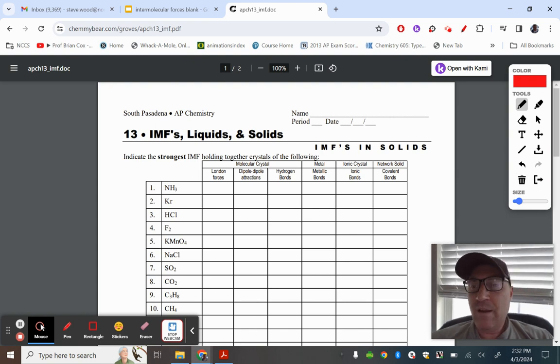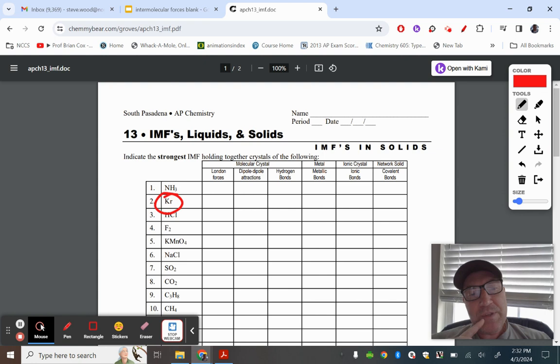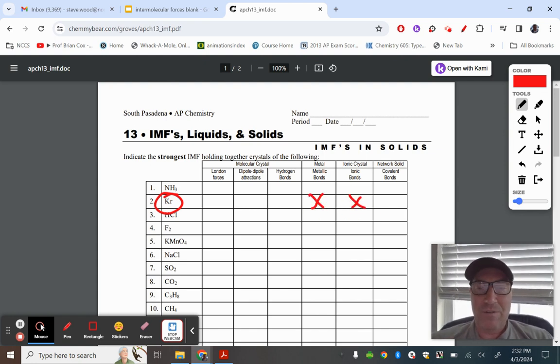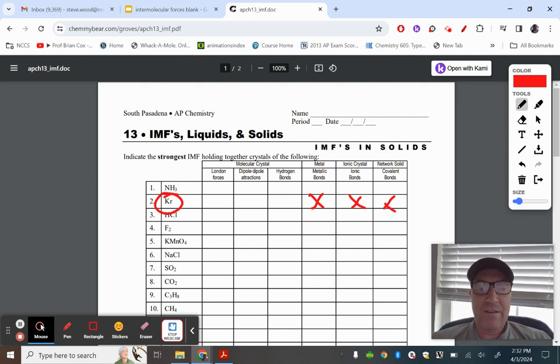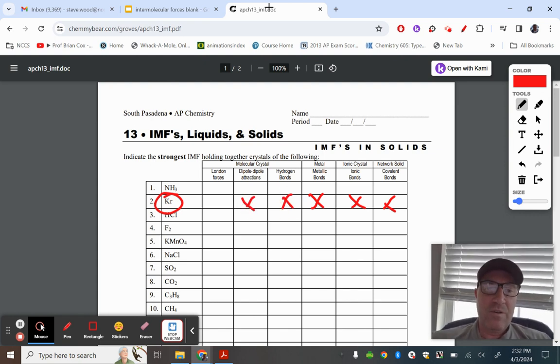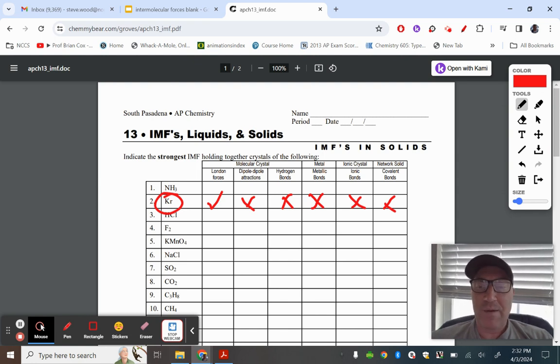So krypton. Okay, so you're going to look at krypton. And when we look at krypton, we find out that krypton is not metallic. It's not ionic. I mean, it's just a noble gas. It's not a network solid. It's usually not that. And so is it hydrogen bonding? Well, it's no fun at all. And it's not even polar. So it's London dispersion forces. And in fact, all the noble gases are held together by London dispersion forces because they don't bond with anything. They're all nonpolar. So that's why they're all gases.